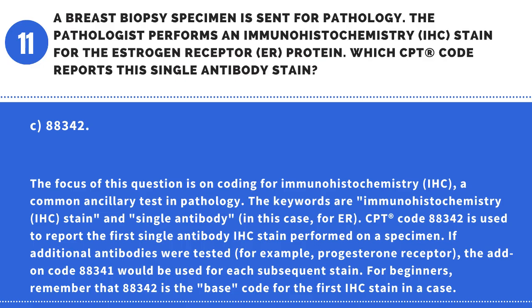If additional antibodies were tested, for example, progesterone receptor, the add-on code 88341 would be used for each subsequent stain. For beginners, remember that 88342 is the base code for the first IHC stain in a case.